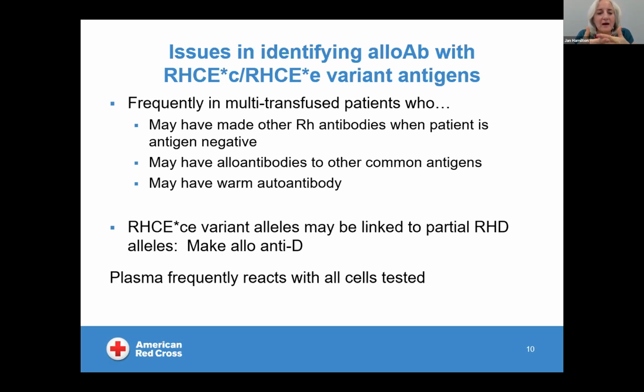complexity. And the bottom line is the plasma in these patients frequently reacts with all the cells that you're testing, and you have to have some of the very, very rare deletion phenotypes like the HR negatives and the HRO negatives and the capital HRB negatives, the Rh null and partially deleted cells that would be required to tease out these specificities.